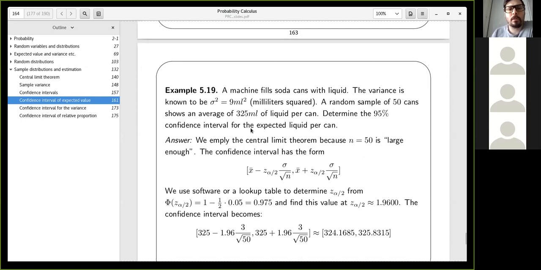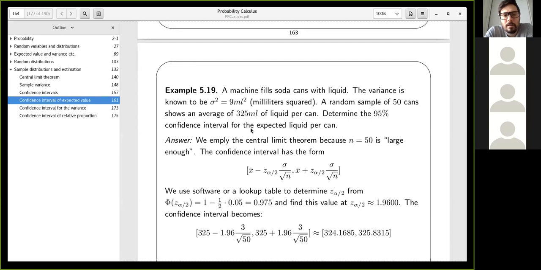So here's an example. A machine fills soda cans with liquid. The variance is known to be 9 milliliters squared. A sample of 50 cans shows an average of 325 milliliters of liquid per can. So, 95% confidence interval. We can calculate it now that we know the standard deviation. The standard deviation is the square root of the variance, so it's 3 milliliters.